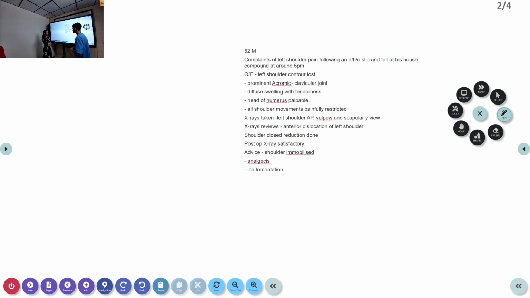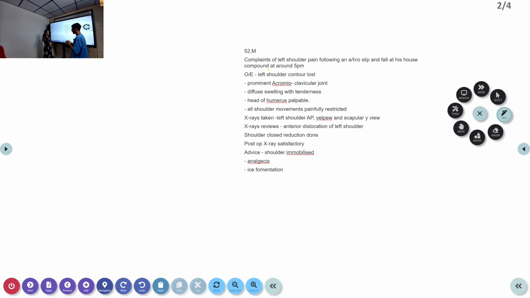Okay, fine. Then how did you do the reduction? Traction, counter traction procedure, ma'am, in which one person gives the traction from the same side of the hand, the other person from the opposite side covers the patient's thorax with a blanket and pulls. Both give traction, and then we hear a click sound indicating the shoulder is fixed.